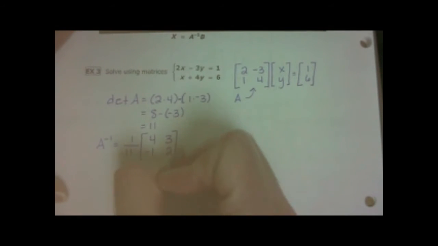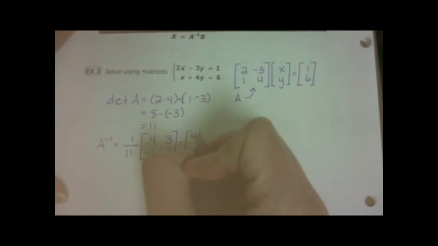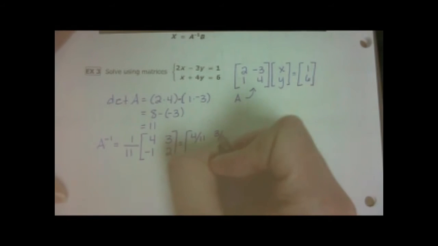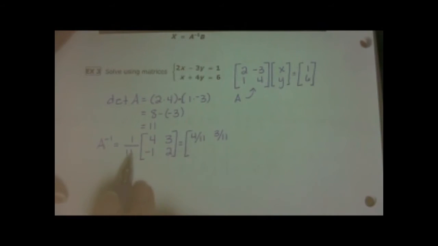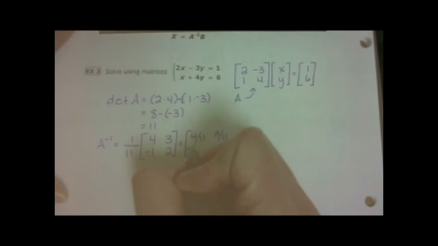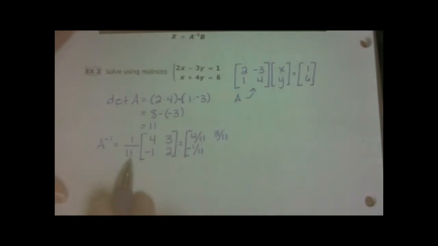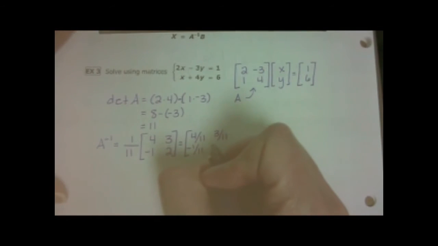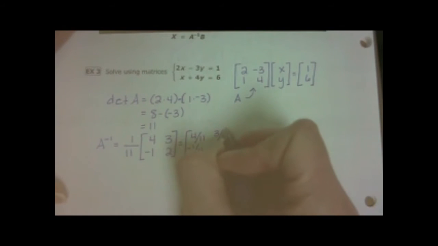And all I need to do is my scalar multiplication. 1/11 times 4 is 4/11. 1/11 times 3 is 3/11. 1/11 times -1 is -1/11. And 1/11 times 2 is 2/11. Now, what I'm going to do on both sides of this equation is I'm going to multiply by A inverse.